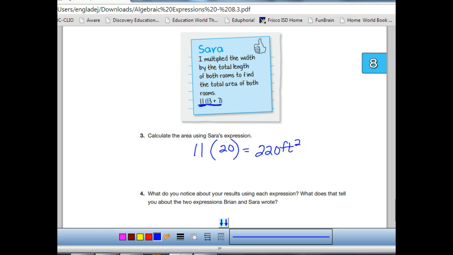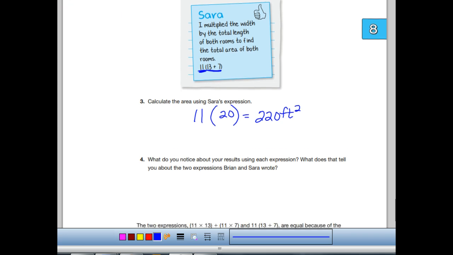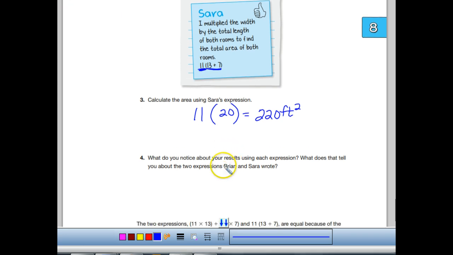Okay? It says, what do you notice about your results using each expression? What does that tell you about the 2 expressions Brian and Sarah wrote? I want you to pause the video, and I want you to take the time right now, and for number 4, write down what you saw about Brian and Sarah's expressions.